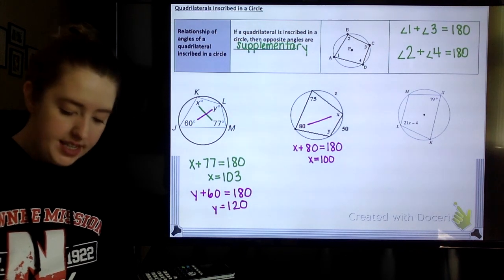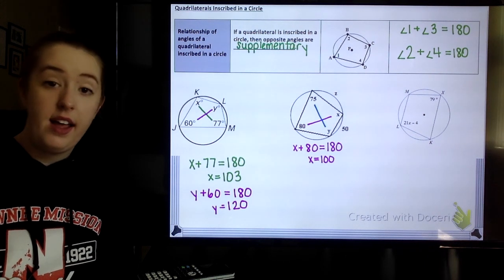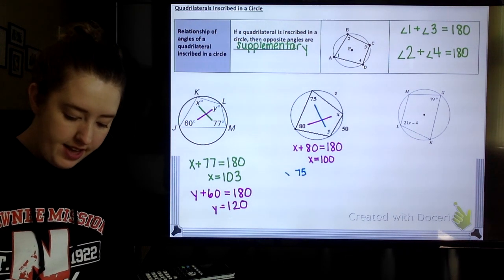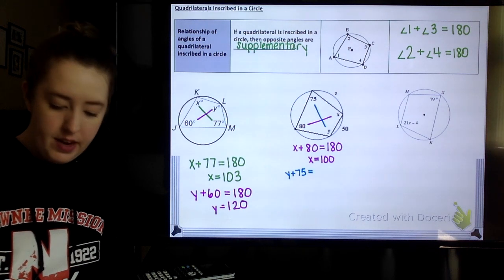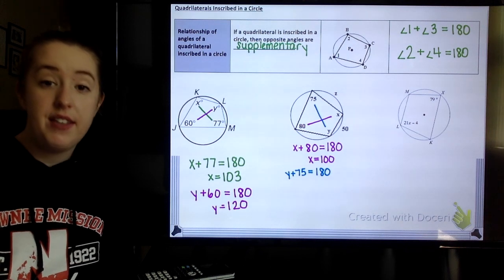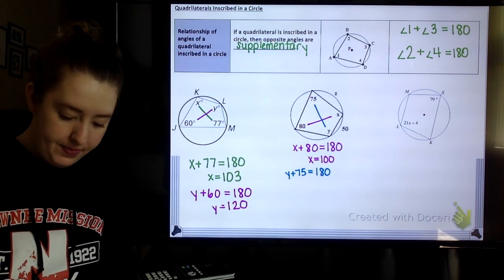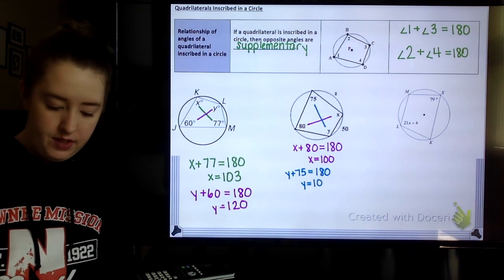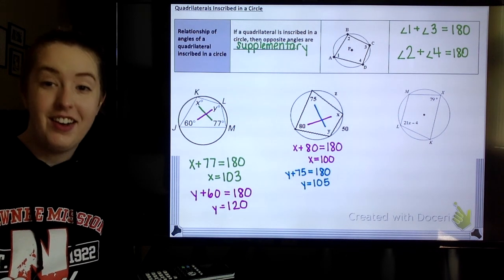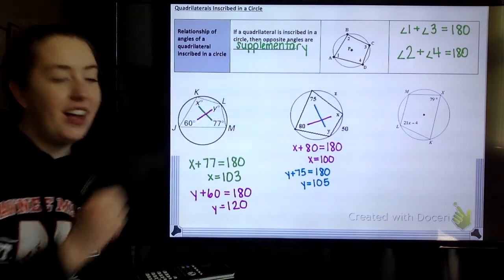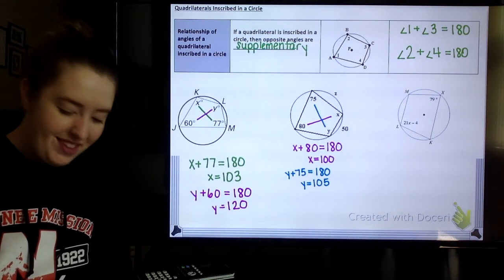Now we know that 75 and y are opposite of each other. So that means that they too are supplementary and add up to 180 degrees. So y plus 75 equals 180. Subtract 75 on both sides, so y equals 105. But now we've got that z kind of floating out there in space.